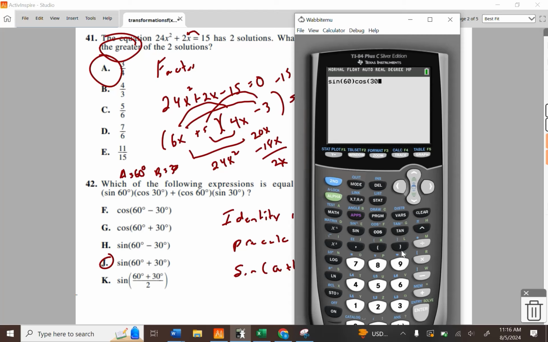If you don't have a TI-84 at home, that's going to be part of your problem this year. The librarian can give you one. Plus the cosine of 60 times the sine of 30. What is this? Well, what is the numerical value of this expression? It's 1.